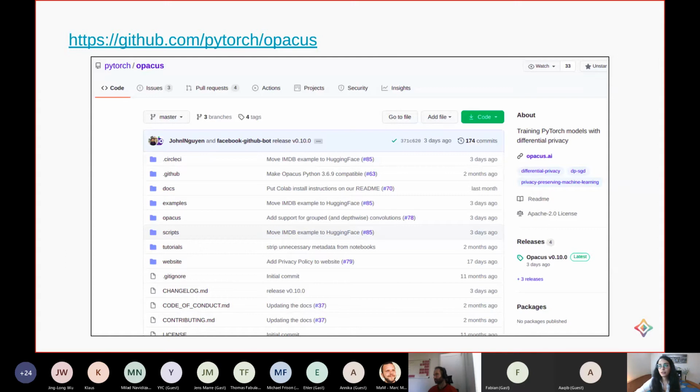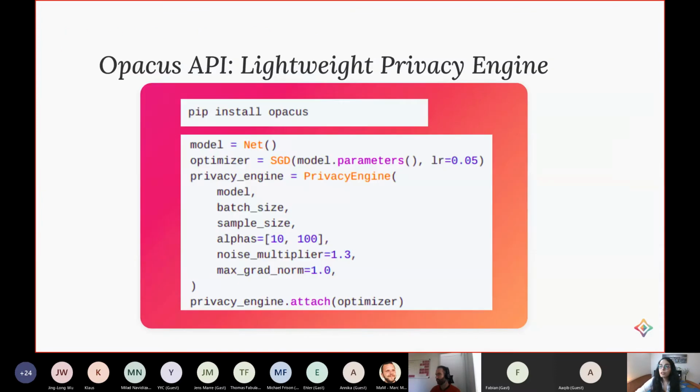As you can see, you can easily find the Opacus library on GitHub. And yeah, you can start contributing there. You can find a lot of documents and examples to really get started. A lot of what I learned was from these resources, and that has helped me a lot.